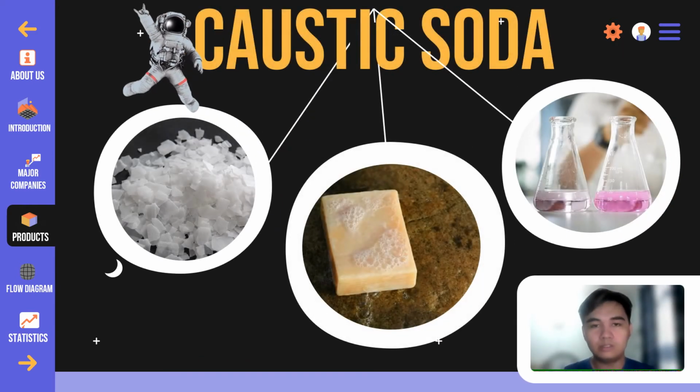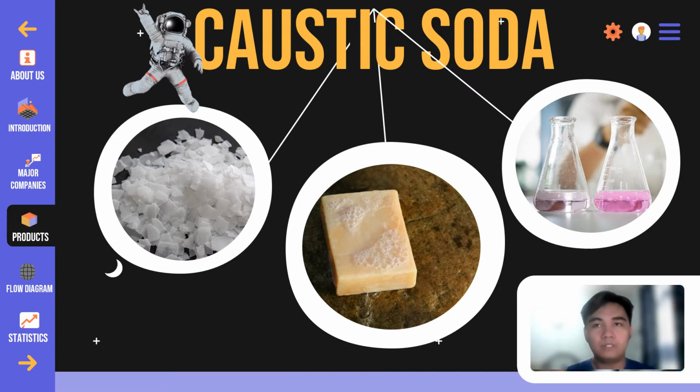So sodium hydroxide, or commonly known as caustic soda, is widely used. It is used in the production of soaps and detergents. It can also be used together with chlorine to create a certain type of bleach.